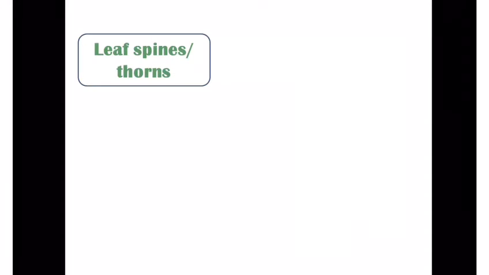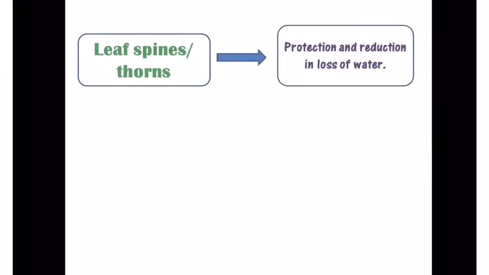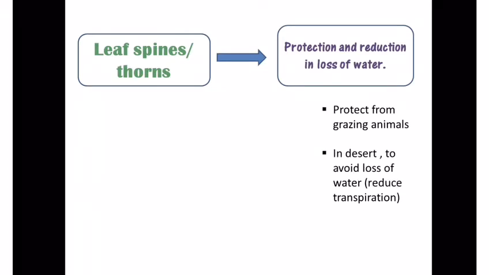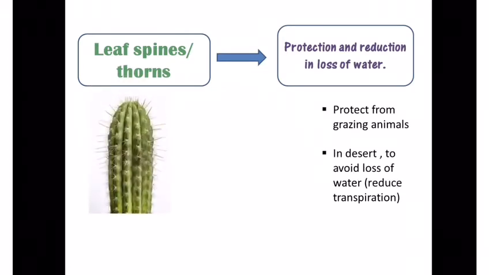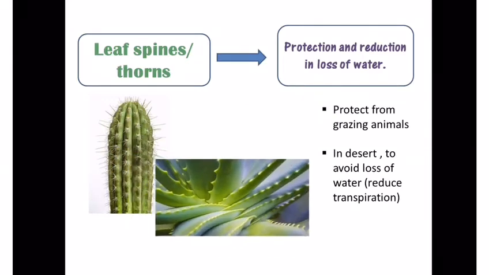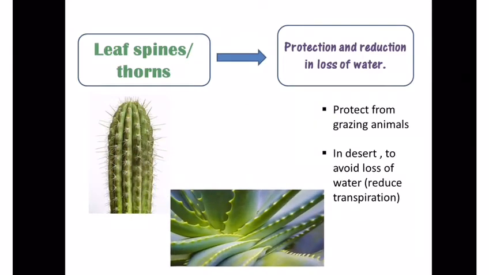The second one is the leaf spine. The leaves of certain plants are wholly or partially modified for defense purposes. It develops a sharp pointed structure called a spine. The purposes of the spine are to protect the plant from grazing animals, as well as to reduce the loss of water due to transpiration, especially in plants that grow in desert areas. Examples are cactus, aloe vera and many more.